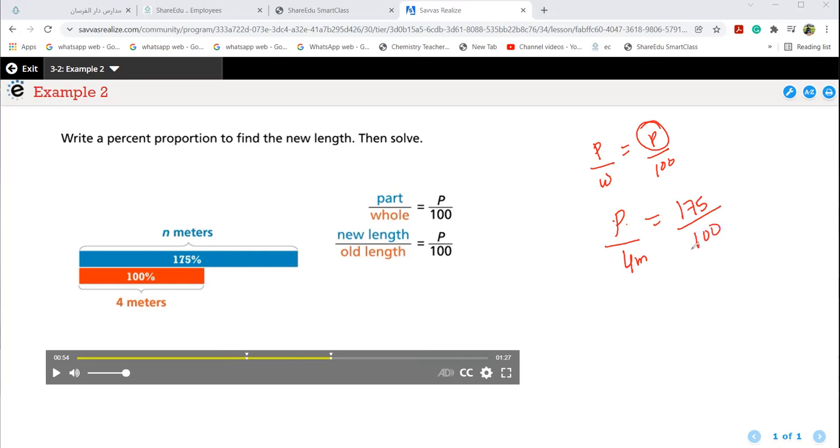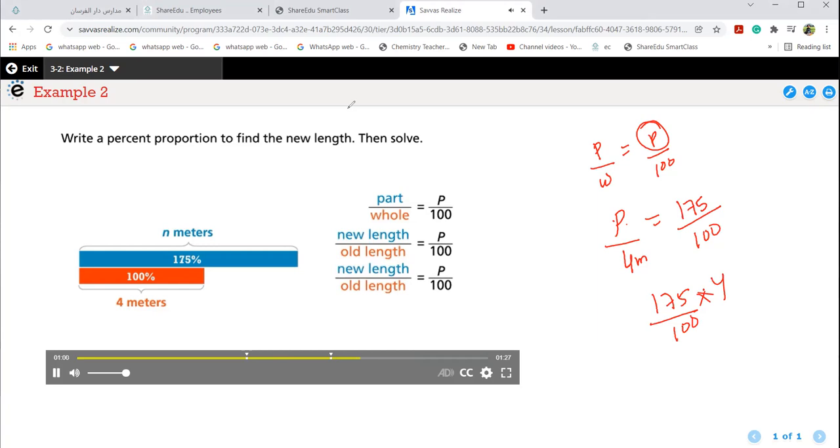Over 100. So same way you will do 175 over 100 times 4. Same thing what I explained you before. 175% of the old length. 175 over 100, of means multiplication, 4. What did you say before? Next, substitute variables and numbers into the equation.